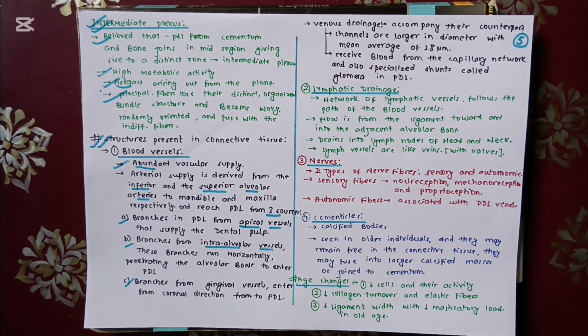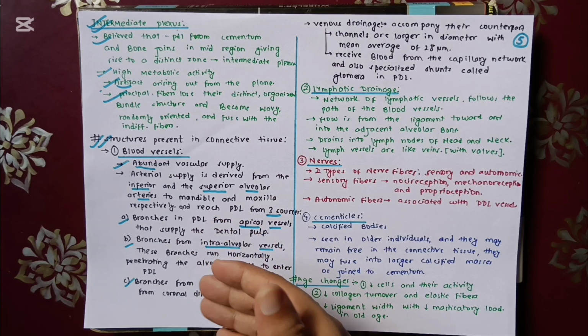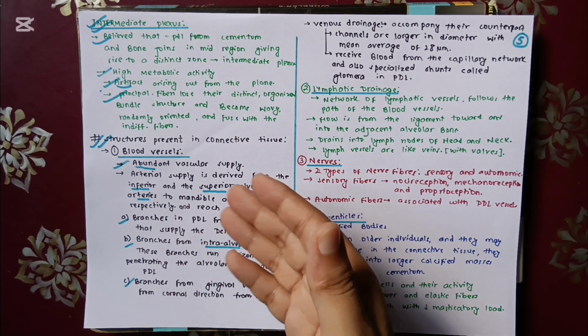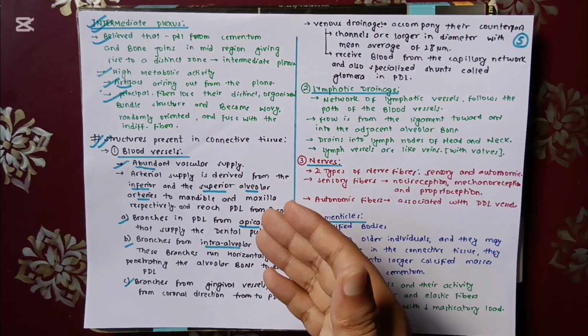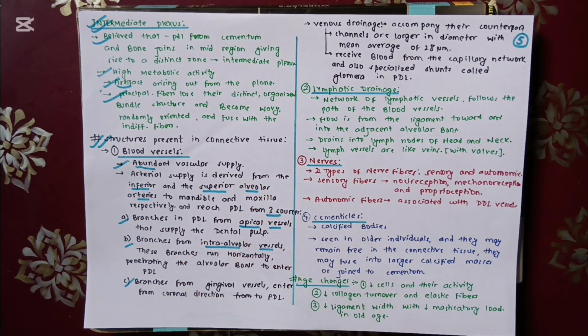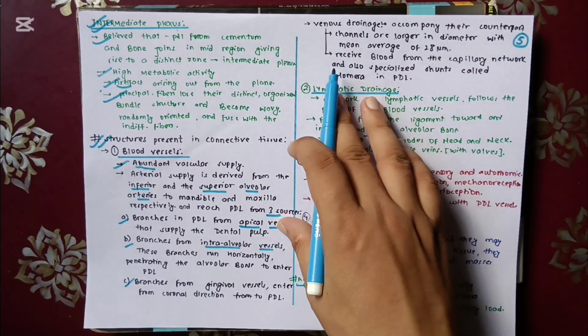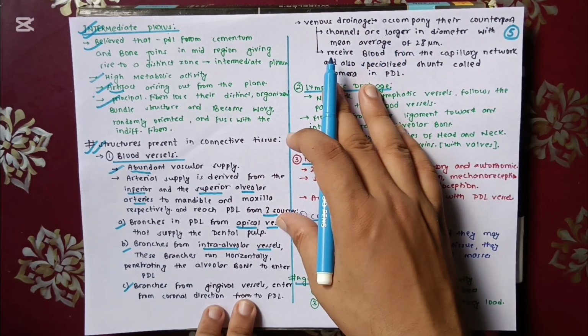So we have completed all those branches of the superior and inferior alveolar arteries and how they reach the periodontal ligament, and next the venous supply of the periodontal ligament.